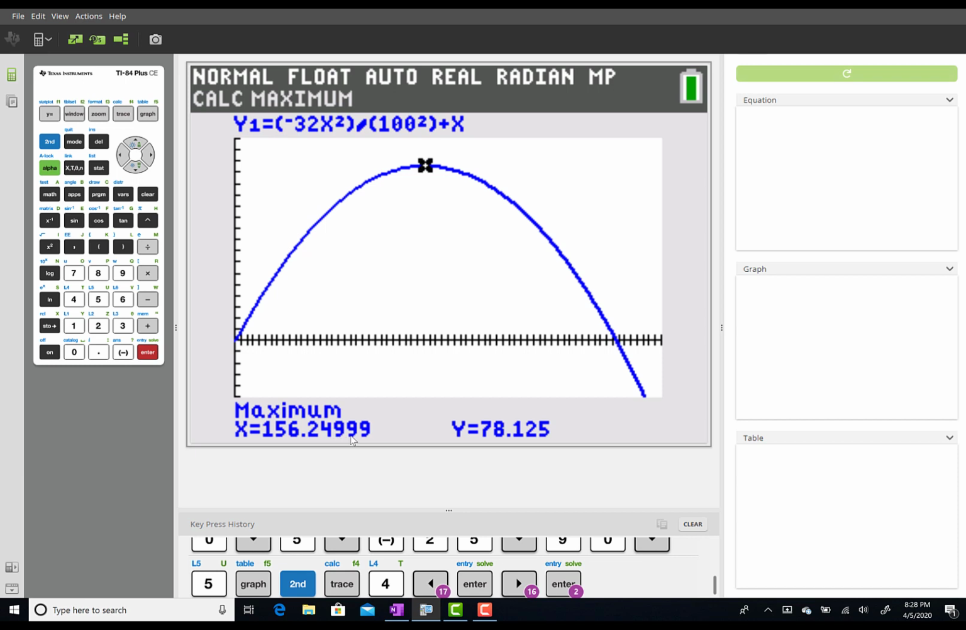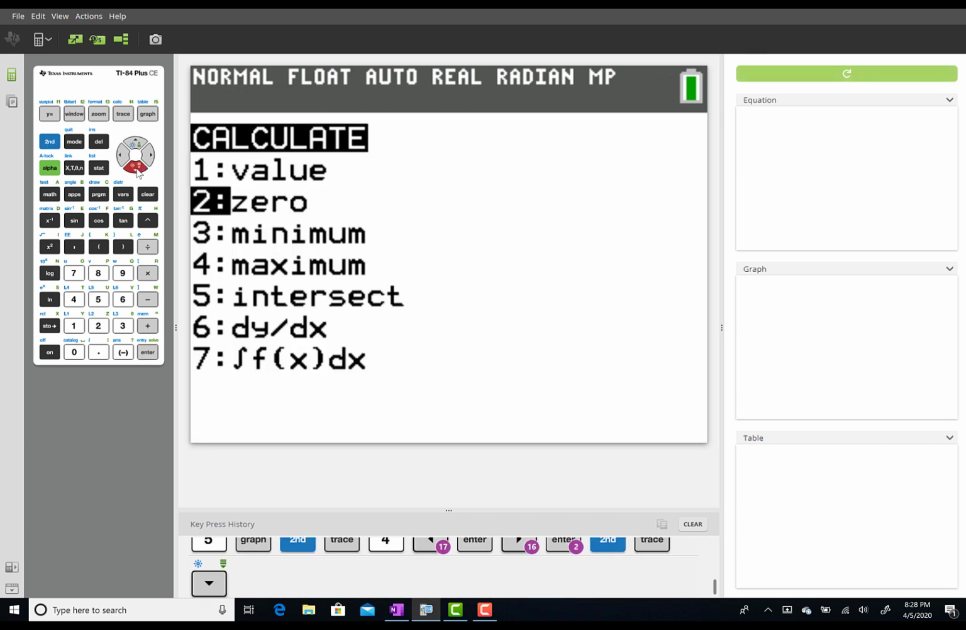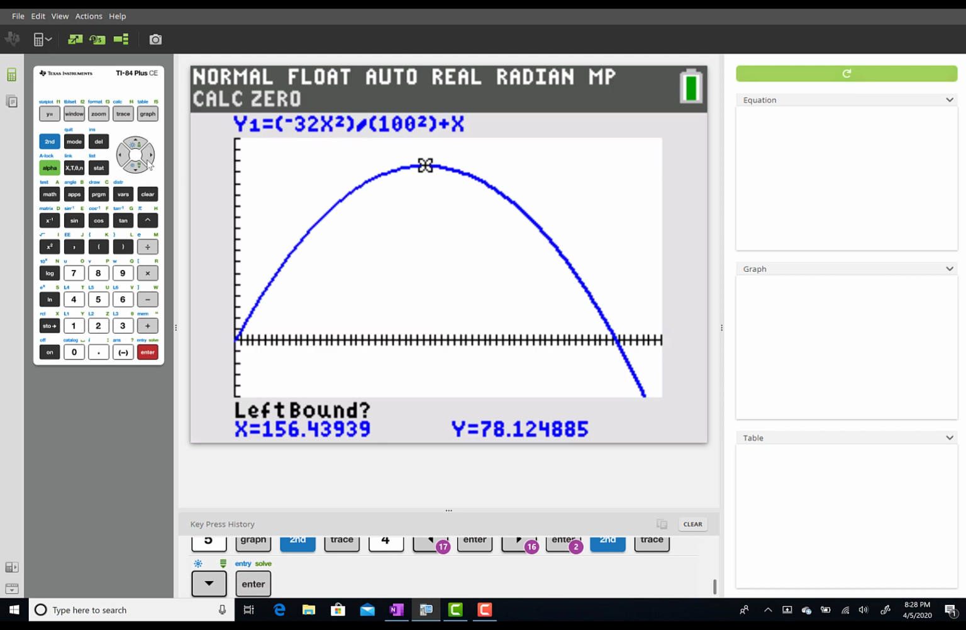And now we're going to calculate it here. It says our maximum is x equal to 156.24999. That's not an exact value. We got an exact value. There's a rounding error occurring here with the calculator, and we've talked about how the calculator is not perfect and sometimes has rounding errors, but that's pretty close compared to what we got.